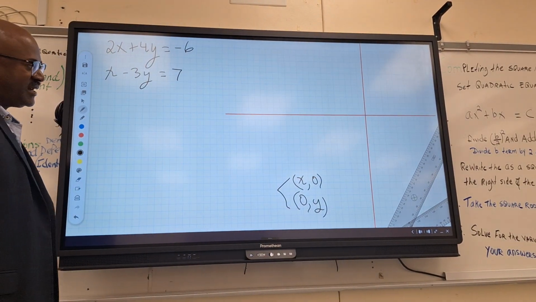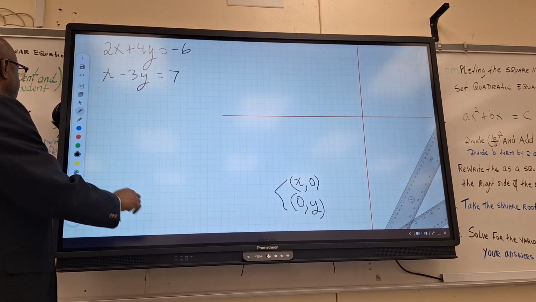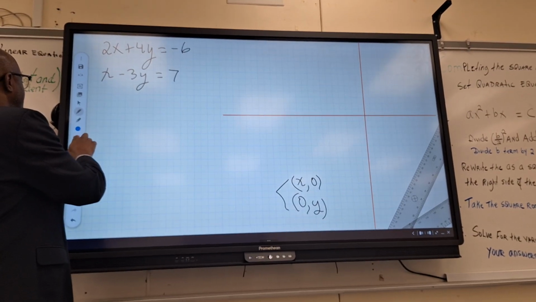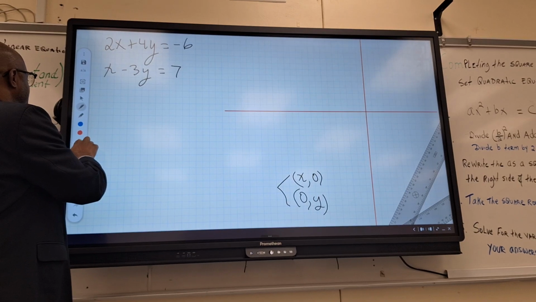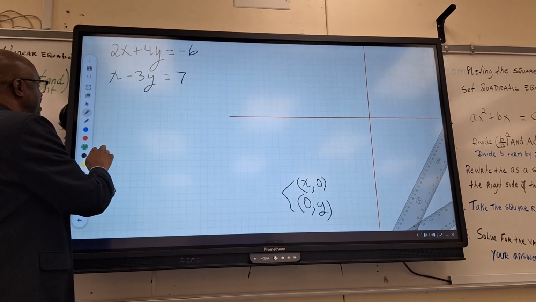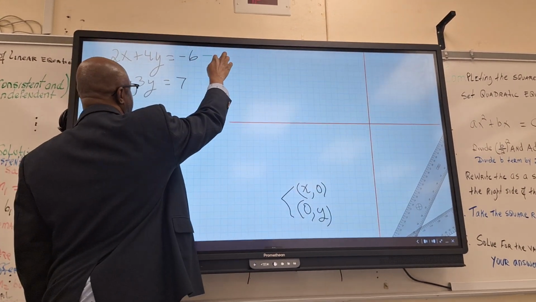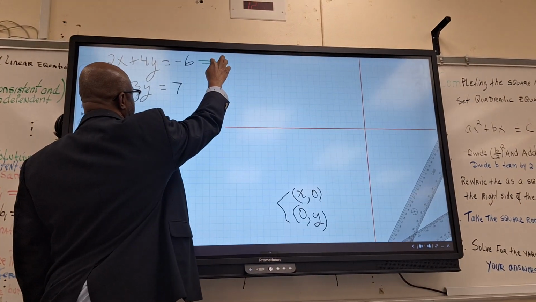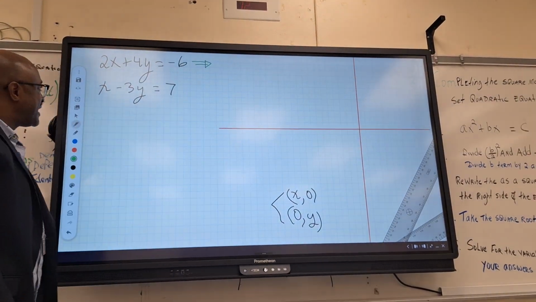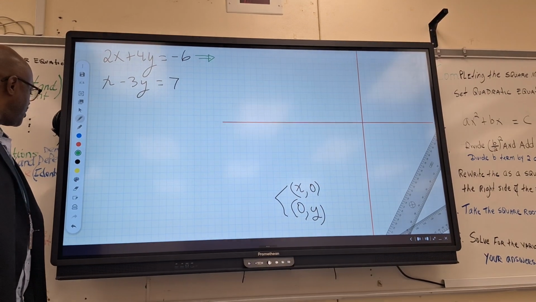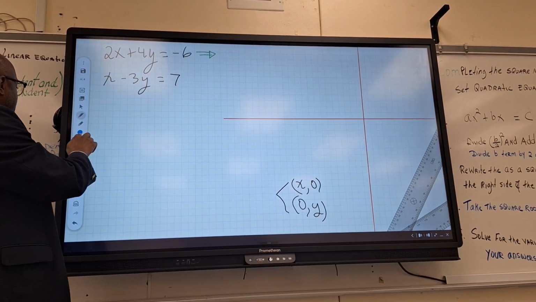Alright, so let's do this, guys. First equation, we're either solving for x or y, or the intercept. So we're going to work this equation out to find both the x and y intercept. If you solve for x, it's called x-intercept. If you solve for y, it's called y-intercept. So let's solve for x first.